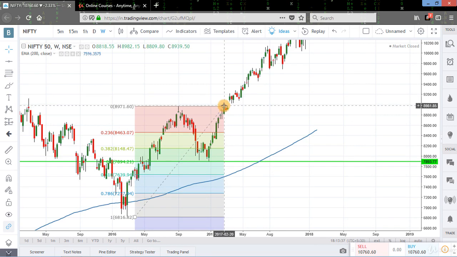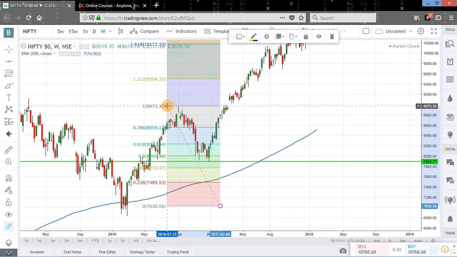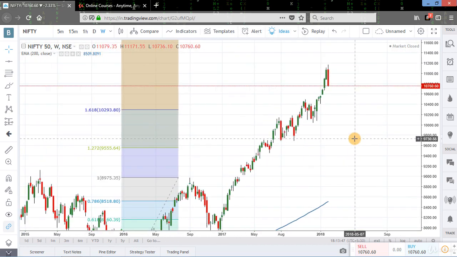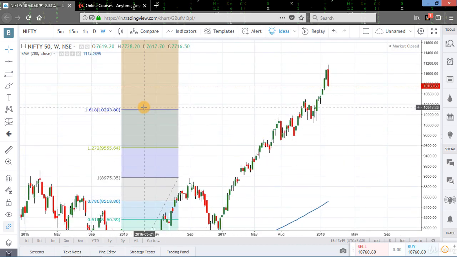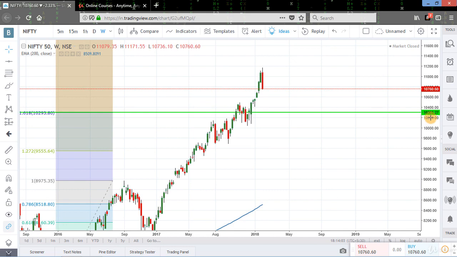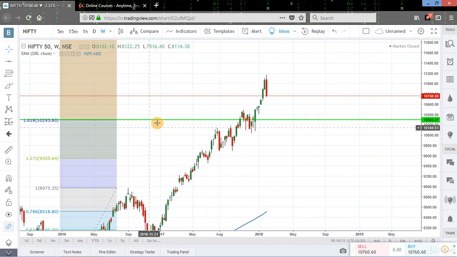Now we will interchange the points of Fibonacci level and we'll see the resistance and support levels for Nifty. Now see, this is 1.618 resistance level of Fibonacci, and currently Nifty is moving above this level. We'll mark this level. This is 10,303 level and Nifty is moving above this level. So this is acting as a strong support level for Nifty on long term basis.